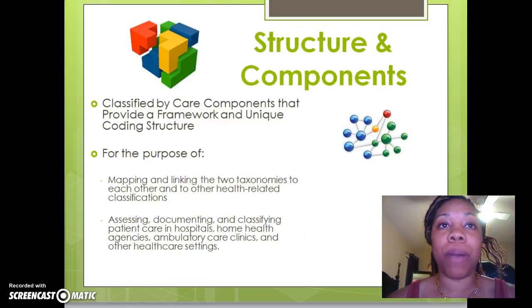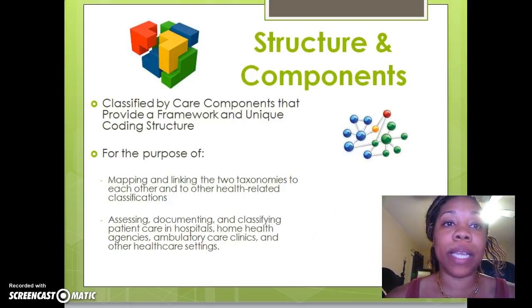Now, the structure and components. They're both classified by care components, and provide a framework and unique coding structure. Basically that's for the purpose of mapping and linking the two taxonomies to each other and to other health-related classifications. Also for the purpose of assessing, documenting, and classifying patient care in hospitals, home health agencies, and ambulatory care clinics and other healthcare settings.